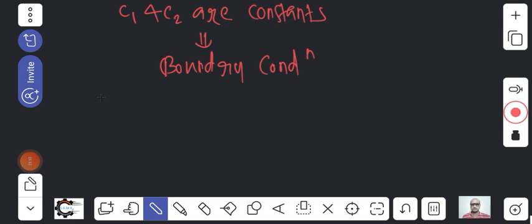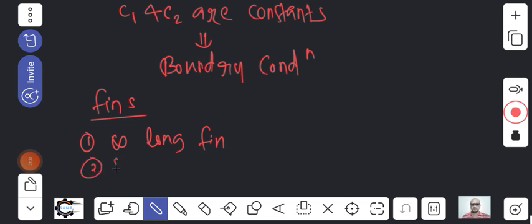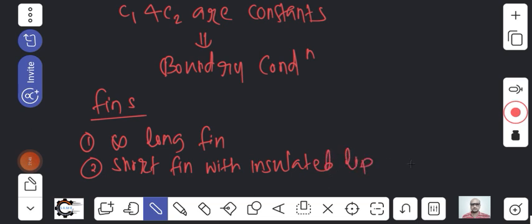In order to use the boundary conditions, there are types of fins. The first, the fin may be an infinitely long fin. The second is a short fin with insulated tip. And the third one is a short fin without insulated tip.